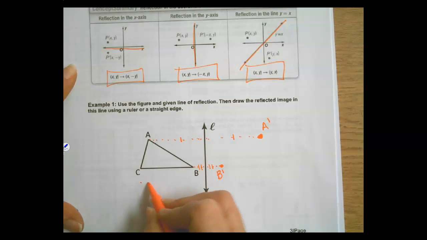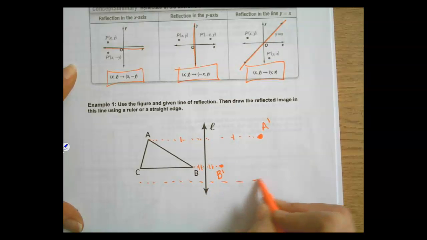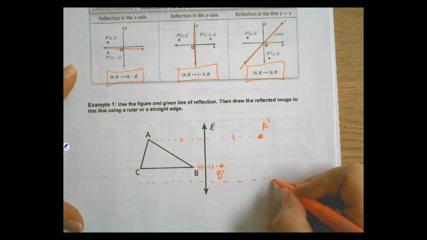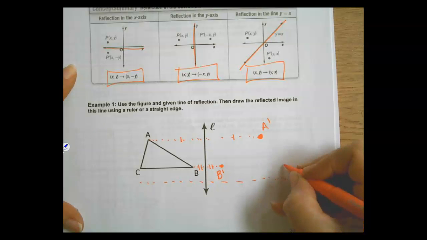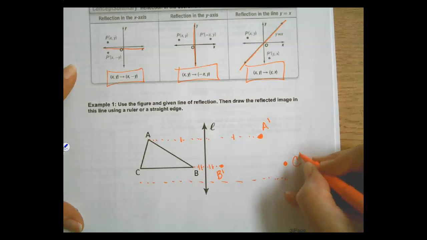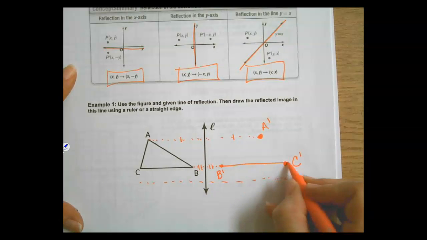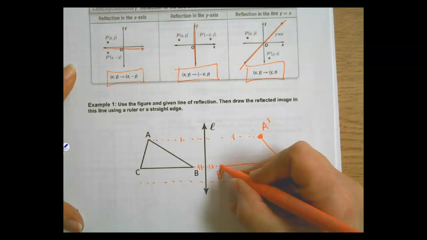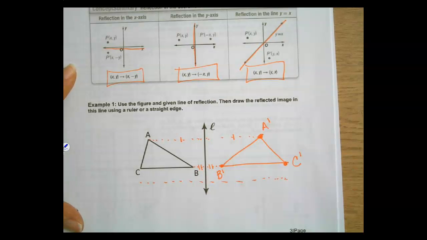So we're just going to, and that's a little further over, and we'll bring him up. So this is about your C. Now, if you had a ruler, you could be more exact. So that is my reflected image.